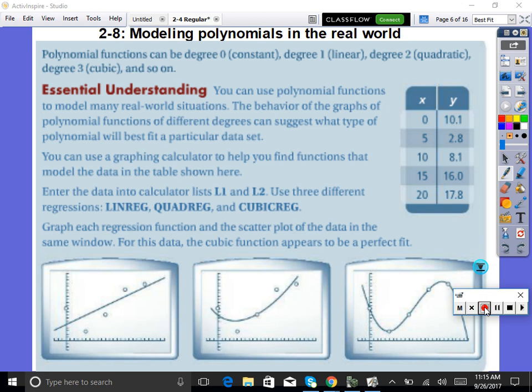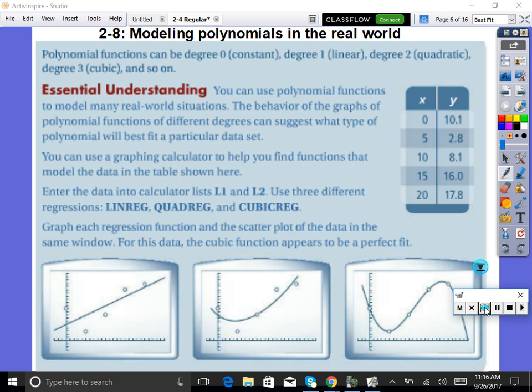So polynomial functions can be degree 0, degree 1, degree 2, degree 3, and so on. We know that. We've seen polynomials of any degree. Now it says right here, you can use polynomial functions to model many real-world situations. The behavior of the graph of polynomial functions of different degrees can suggest what type of polynomial will best fit a particular data set.